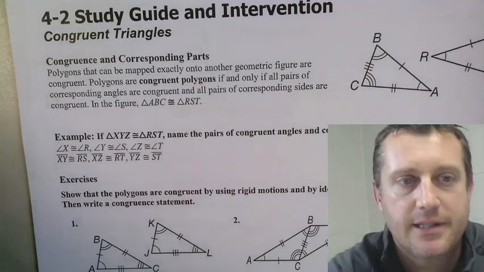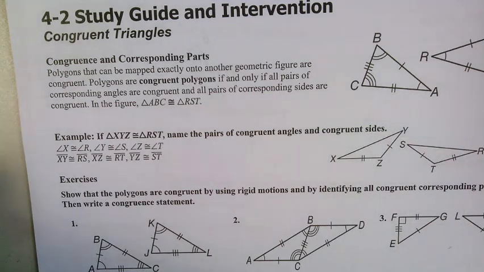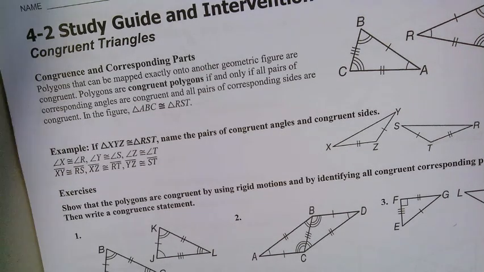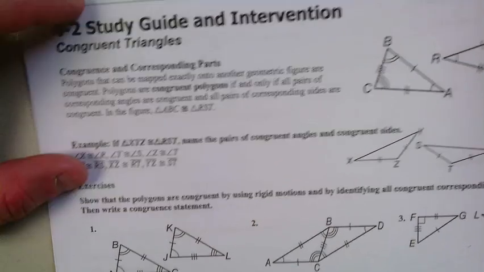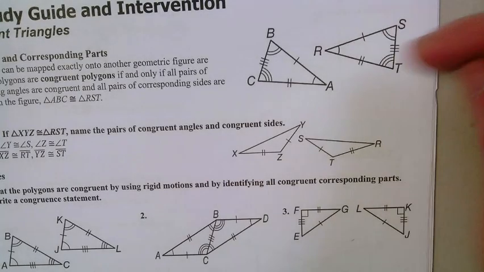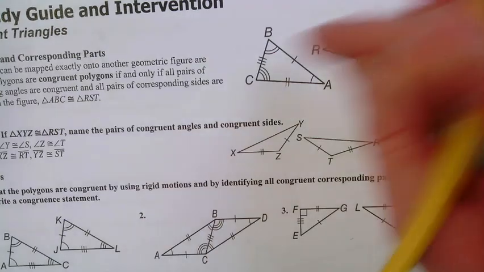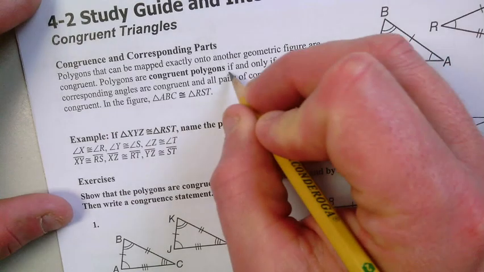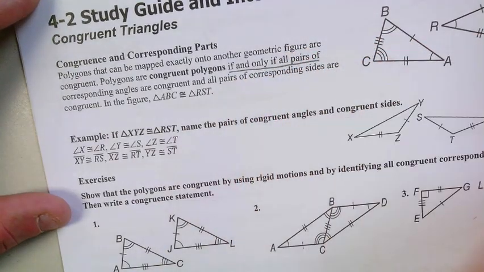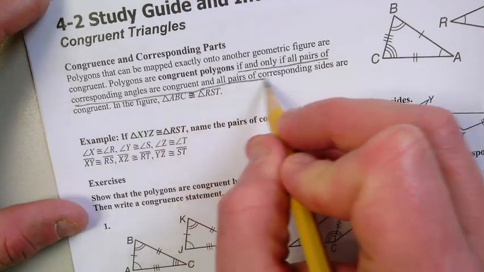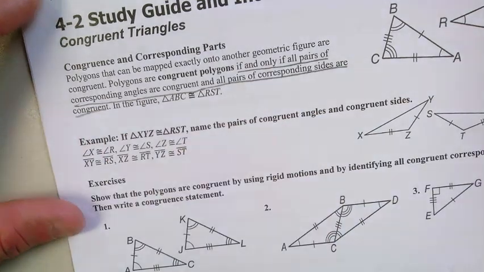All right, let's get into it and start looking at what we have here, starting with congruence and corresponding parts. It says polygons that can be mapped exactly onto one another, geometric figures, are congruent. So if I was to cut this triangle out and rotate it over, you'd have the exact same triangle mapped onto itself. These corresponding parts would all match together. Polygons are congruent if and only if all pairs of corresponding angles are congruent, and all pairs of corresponding sides are congruent.